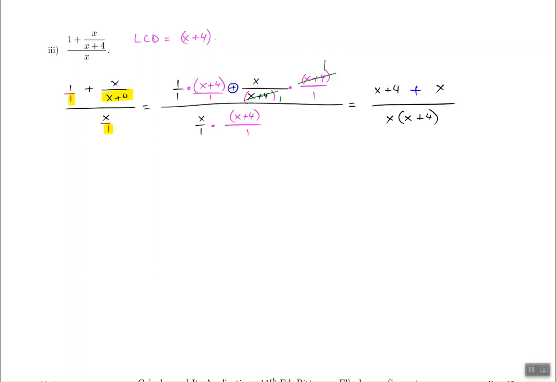In this case, I'm going to leave it as x times x plus 4. This is a rule of thumb in this class. We, typically speaking, don't want to FOIL the denominator. So if it's already factored like it is right now, that's actually a good thing. We want to leave it like that.